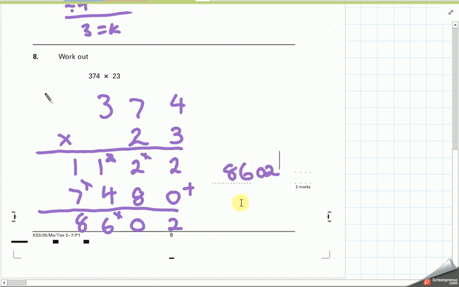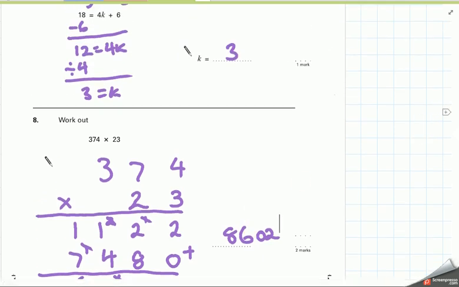Bit mean of them to only give you 2 marks for that. I think there was enough working in there that it possibly could have been worth more.